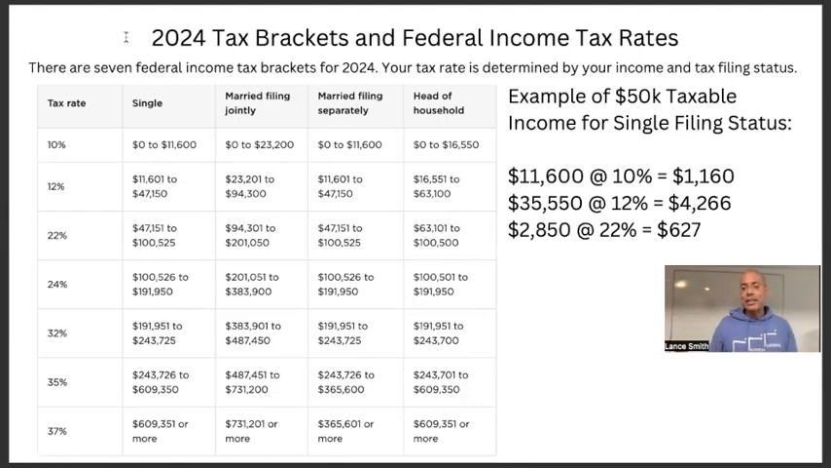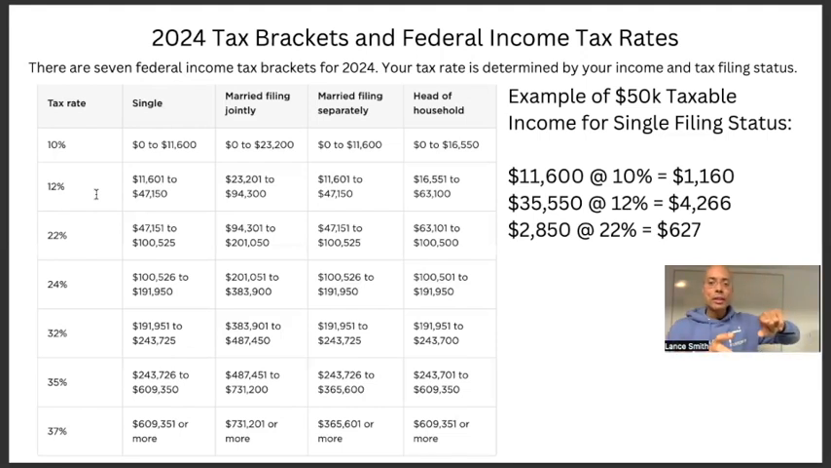Well, that $50,000 is not going to be taxed at just one tax rate. It's going to be split up. For example, if it's $50,000 of taxable income, the first 11,600 is in that first tax bracket, which is the 10% tax bracket. So that first 11,600 is going to be taxed at 10%. And then the next 35,550 is in the second tax bracket, the 12% tax bracket. So that 35,550 will be taxed at 12%.